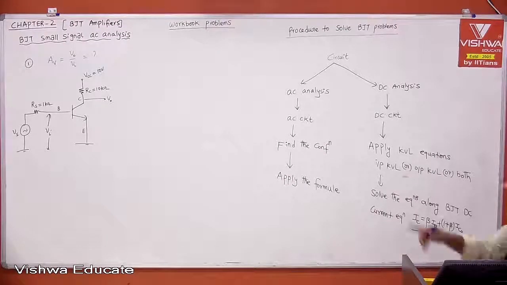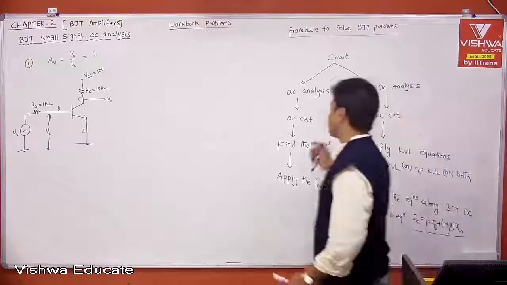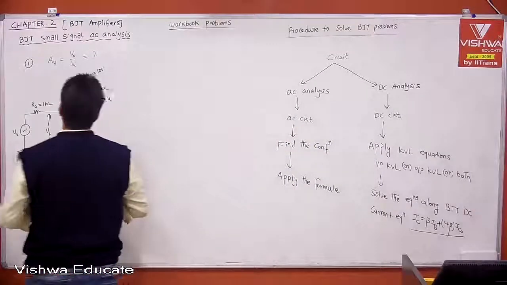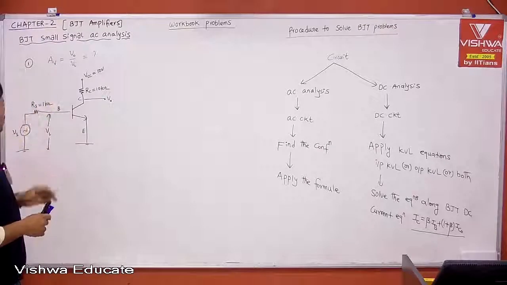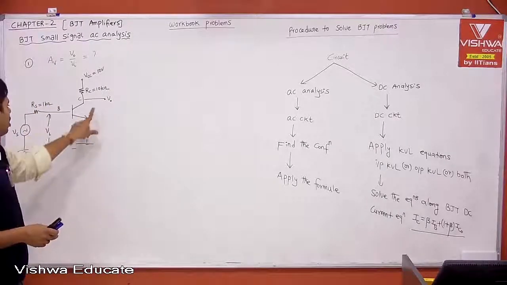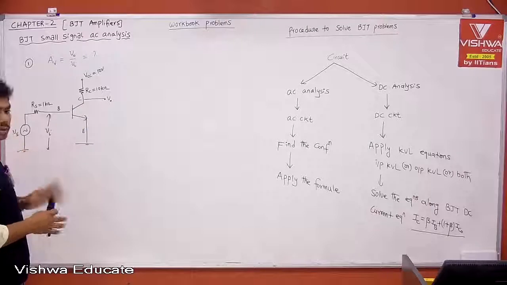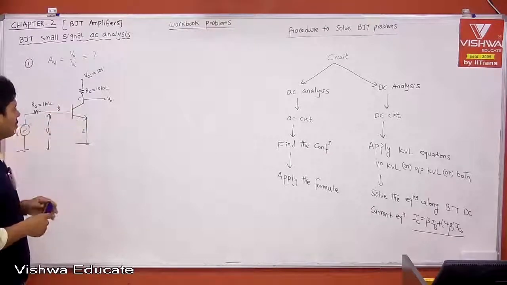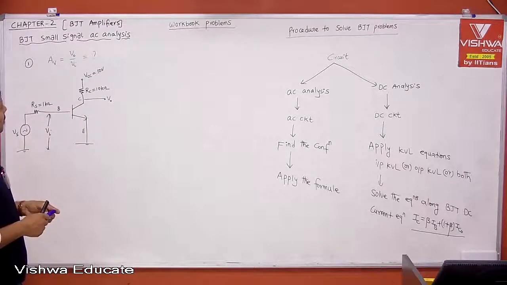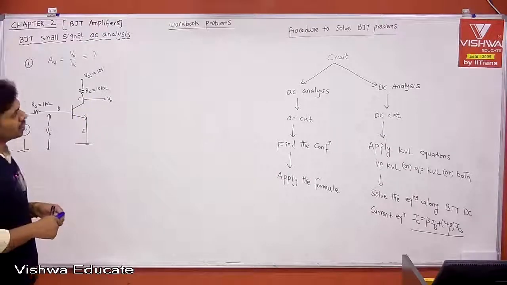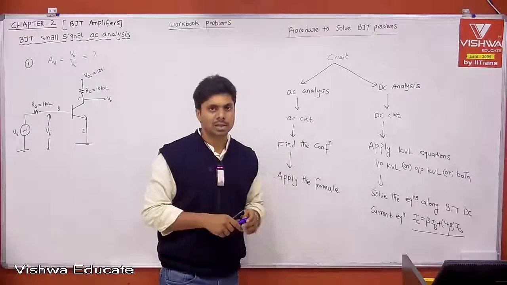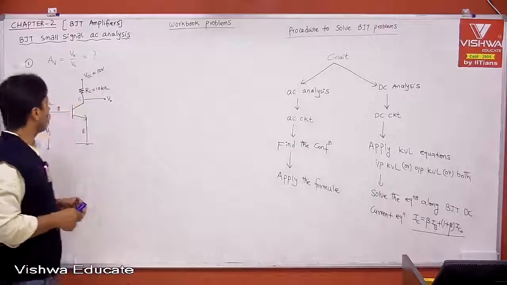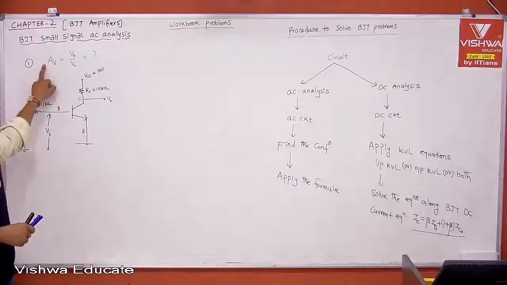Now let's see problem number one. Let us apply the procedure. It is asking for voltage gain. What is the voltage gain for this amplifier? It is asking for V0 by VI, not V0 by VS. It is asking for the core amplifier voltage gain. Now, based on the procedure, tell me whether the problem is related to AC analysis or DC analysis. Definitely AC analysis, because voltage gain is an AC parameter.